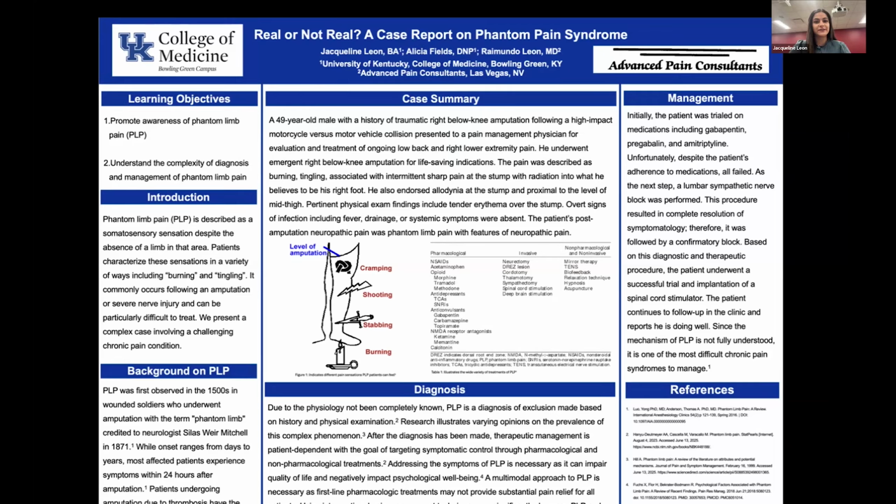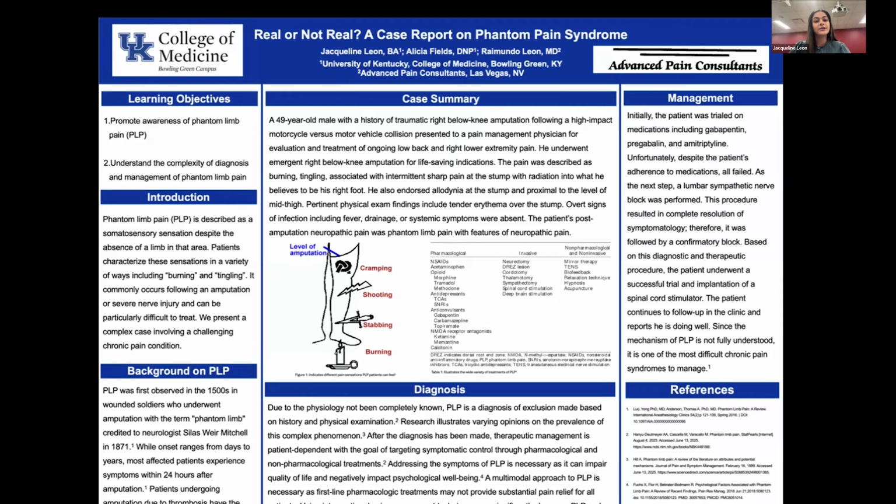And what is actually phantom limb pain? It's described as the somatosensory sensation that a patient can have despite the absence of a limb in that area. Why it's so complex is because patients can characterize this pain in a variety of ways, including cramping, shooting, stabbing, burning, tingling, and everything in between. So today we are going to present a complex case in which the patient was diagnosed with PLP, and then look into his management and talk about that as well.